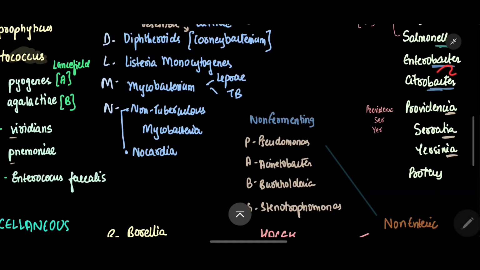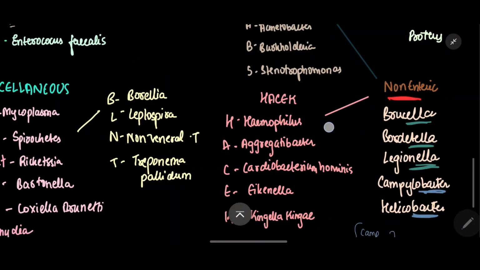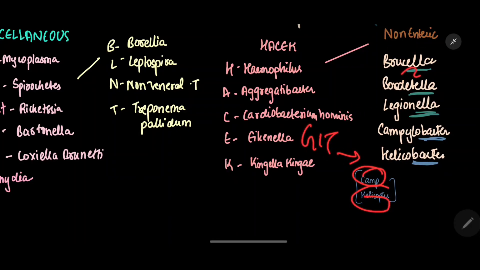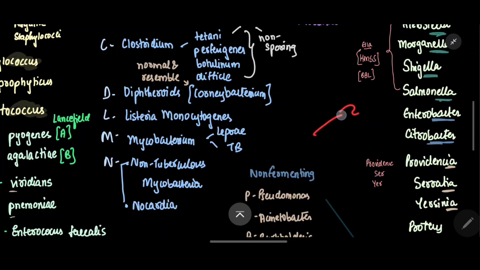Now moving on to the ones that end with bacter. Okay, so one is Enterobacter, one is Citrobacter. These are in your Enterobacteriaceae. And then as for non-enteric, you went to camp in a helicopter. So Campylobacter and Helicobacter. These are your non-enteric. So you went out of your GIT and you went to camp in a helicopter. So your non-enteric, out of your GIT, are Campylobacter and Helicobacter. The ones in the enteric group are Enterobacter and Citrobacter.